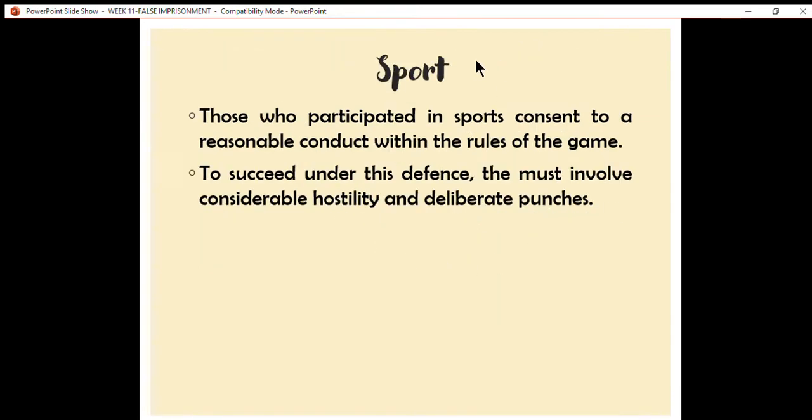And last but not least is the defense of sport. Those who participated in sport consent to reasonable conduct within the rules of the game. So now you can refer to the example of voluntary consent just now, in a boxing tournament. Normally, this defense must involve considerable hostility and deliberate punches.